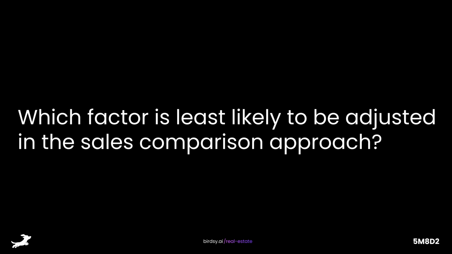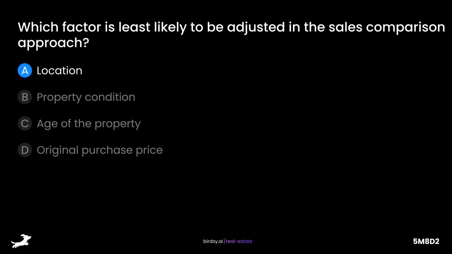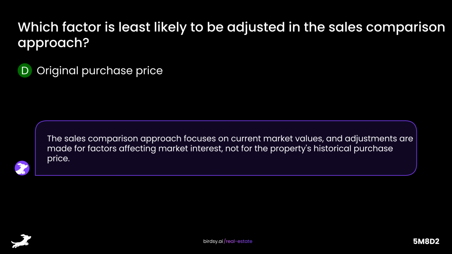Which factor is least likely to be adjusted in the sales comparison approach? Is it A, location, B, property condition, C, age of the property, or D, original purchase price? The answer is D, original purchase price. The sales comparison approach focuses on current market values, and adjustments are made for factors affecting market interest, not for the property's historical purchase price.